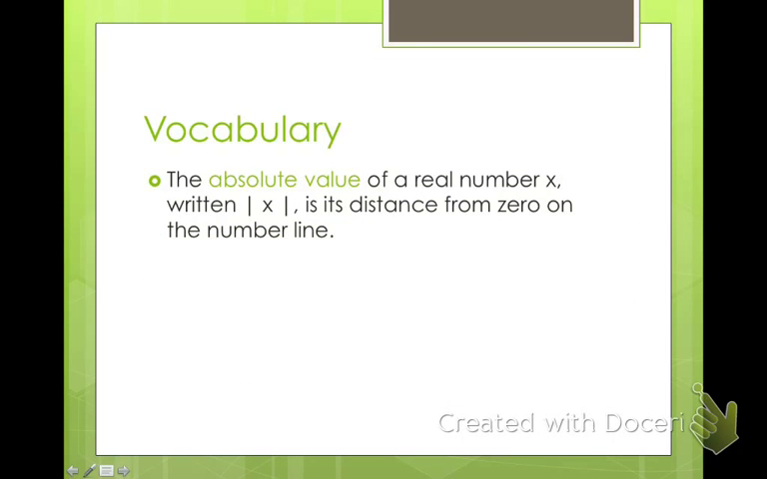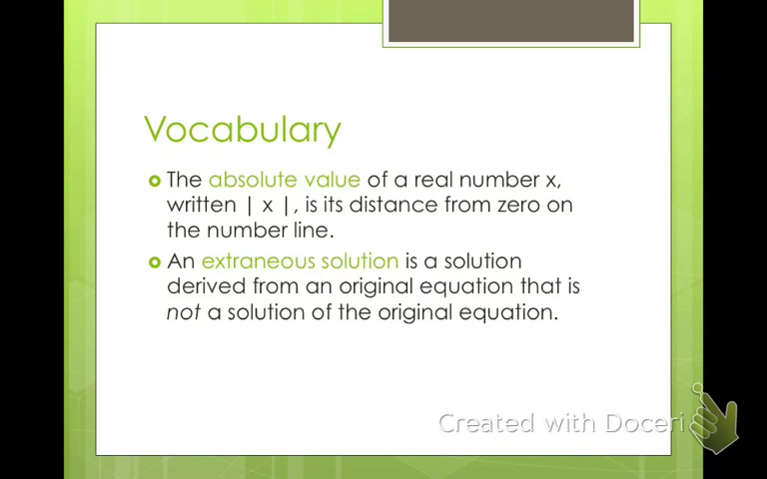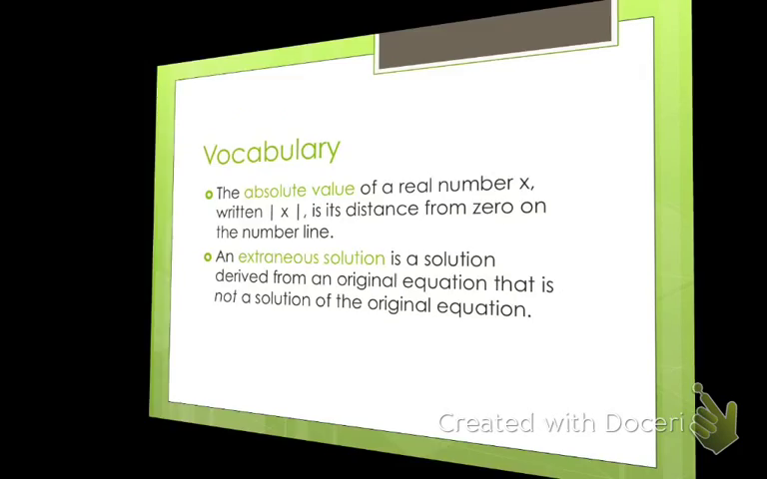So an absolute value is a real number that's written in these two straight lines. Basically, it's just the distance from 0 on a number line. That's all an absolute value means, is its distance from 0. And an extraneous solution is a solution that's derived when you solve an equation, but when you actually try and use it, it does not solve the equation. You're going to have a lot of these when you have absolute values, so we're going to be checking our answers a lot.